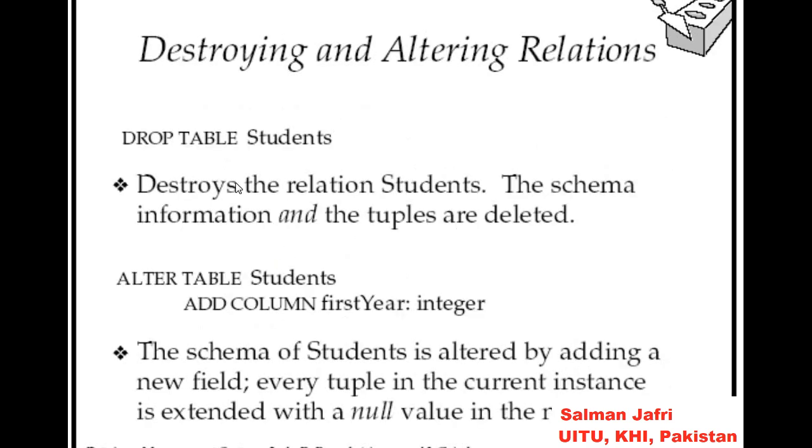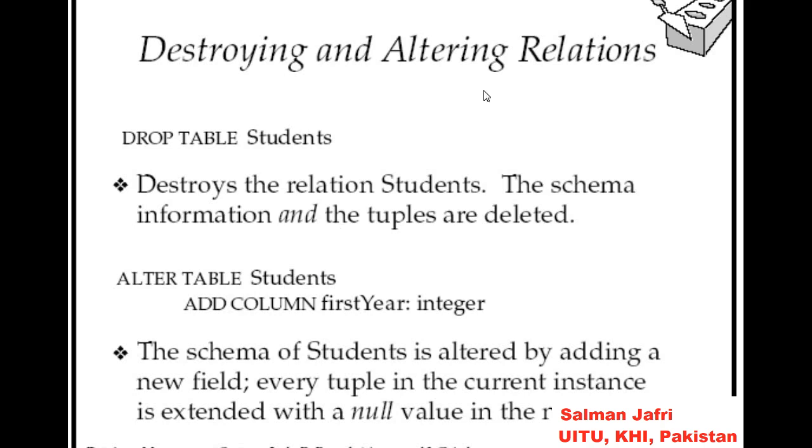Another point that we can notice is that we also have statements for destroying and altering relations. For example, to destroy or delete the relation students, we can type drop table students. So drop table students destroys the relation students. The schema information and the tuples are deleted. It means the schema and the instance, both of them are deleted when you execute the drop table statement.